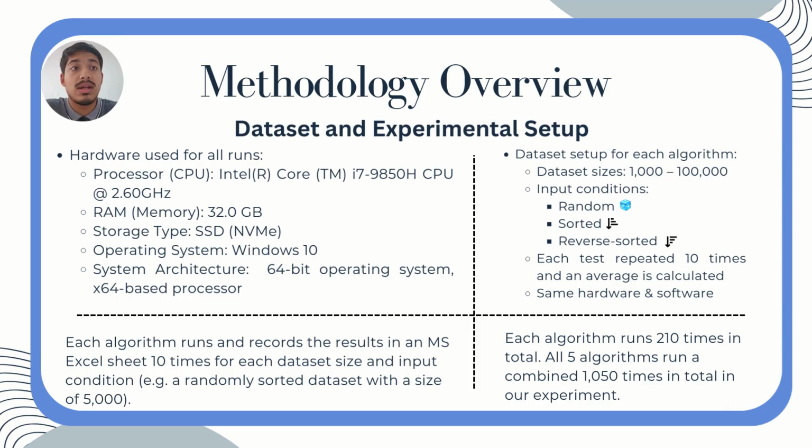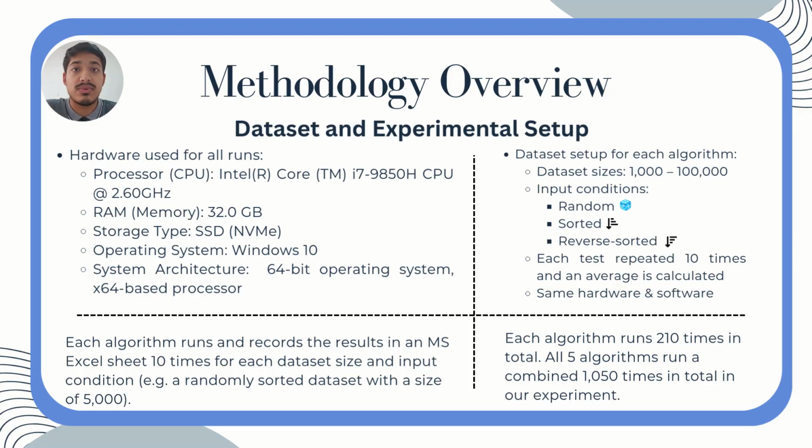Now, for dataset and experimental setup, we used only one computer throughout our project, which is Rami Bassam's computer. The hardware specifications of his laptop are as follows. The processor is a 9th generation Intel Core i7. The RAM size is 32 gigabytes. The storage type is an SSD, and the operating system is a Windows 10 64-bit operating system.